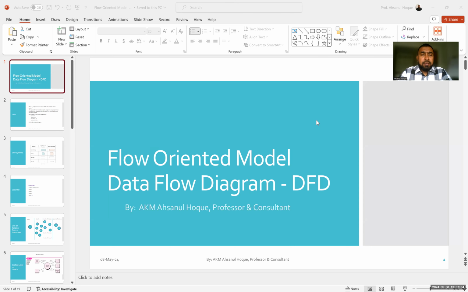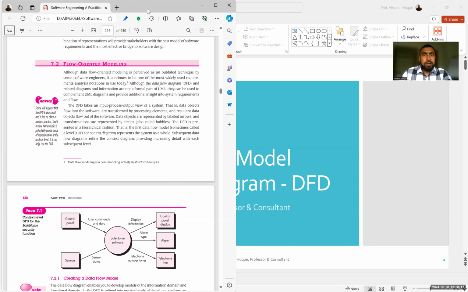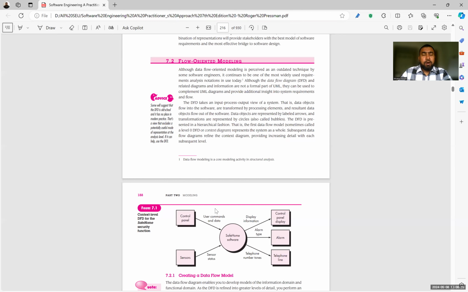Today I will again discuss the data flow diagram, which is a flow-oriented diagram. This data flow diagram is a very useful tool for the designer, analyst, and programmers. The data flow diagram is available in our seventh edition book of Roger Pressman, but it is not available in the eighth and ninth editions. As this is a very valuable tool, I want to discuss it with you and share the idea about the data flow diagram, and it's really interesting.